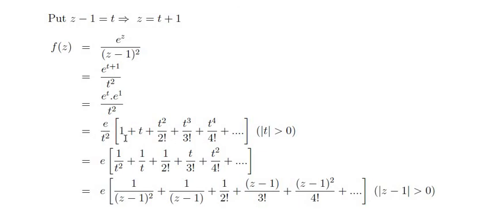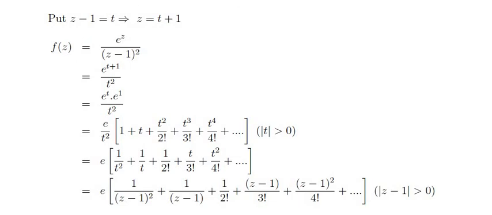Write the value of e raised to t: 1 plus t plus t square by 2 factorial plus t cube by 3 factorial plus t raised to 4 by 4 factorial plus dot dot dot. Operating with 1 by t square, that is 1 by t square, 1 by t, 1 by 2 factorial, t by 3 factorial plus t square by 4 factorial. Then this contains the negative powers and positive powers of t.